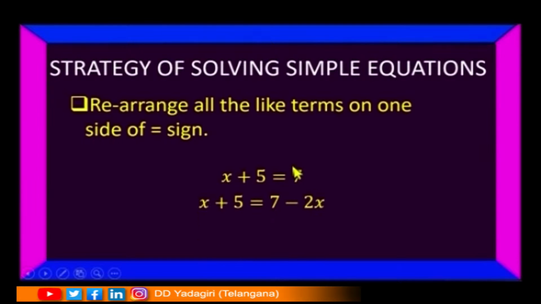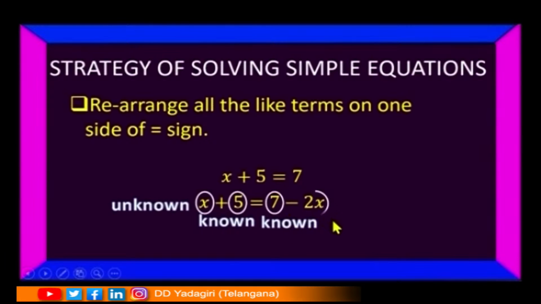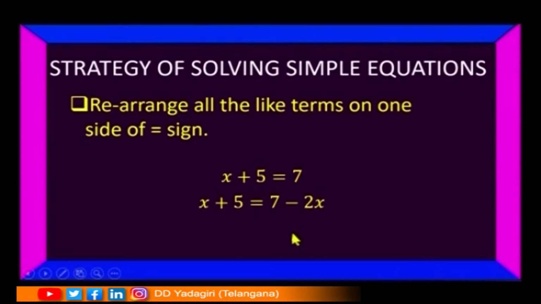Suppose you take another linear equation. Here there is an unknown term, 5 is a known term, 7 is also a known term, and 2x is an unknown term because it contains the variable x. Now again, we have to rearrange all the terms, that is, all the unknown terms on the left side and all known terms on the right side. So we have to send 5 to the right side and bring 2x to the left side. This is the rearrangement we have to do while solving linear equations by the method of transposing the terms.